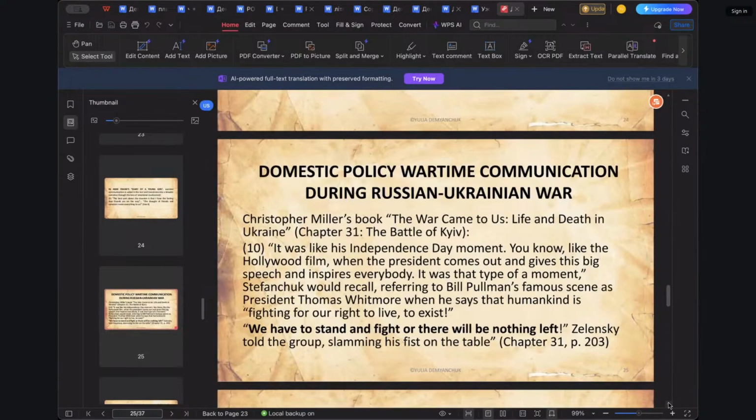Then talking about the ongoing Russian-Ukrainian war, in the excerpt from Christopher Miller's book, "The War Came to Us: Life and Death in Ukraine," in chapter 31, it is revealed that domestic wartime communication serves as a tool for national unity and a political self-assertion at a moment of historical turning point.